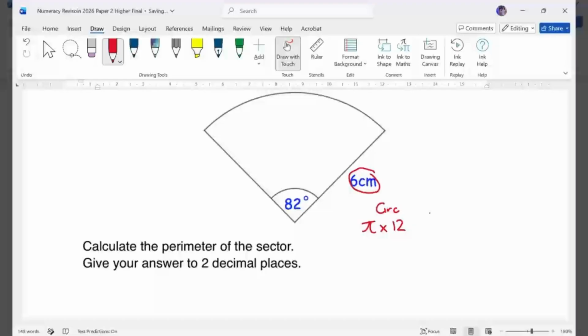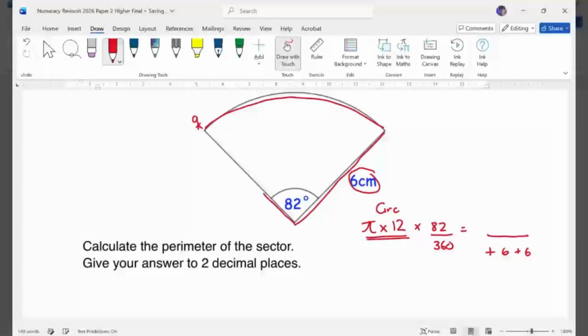Okay, then because I want just this fraction of the circle here, the fraction that I want is theta, or in this case 82 over 360. I could work that out. Do it in 2 bits if you want. Work out the circumference first, then times it by the angle. But don't forget this time to add 6 and add 6, because my little person, not only do they need to walk over to here, they then need to walk down here, which is 6, and back to where they started. So the perimeter is all the way around. And answer 2 decimal places there.